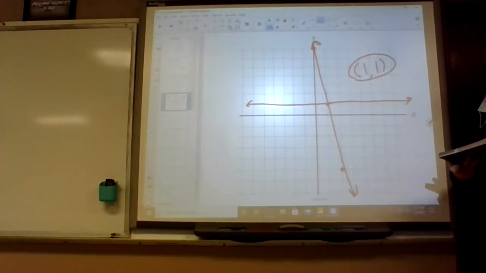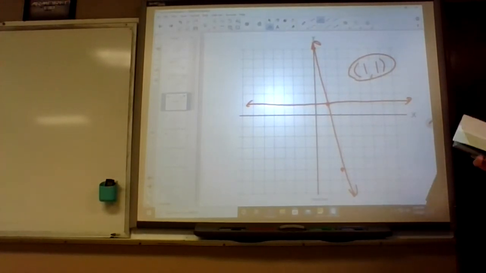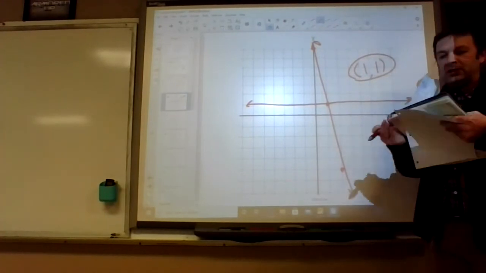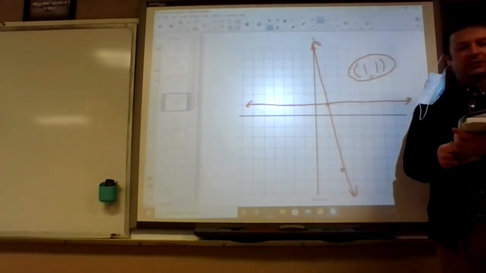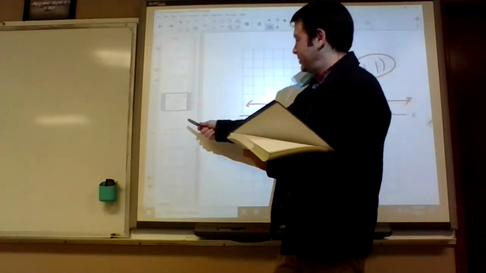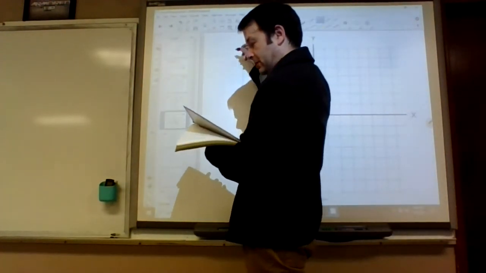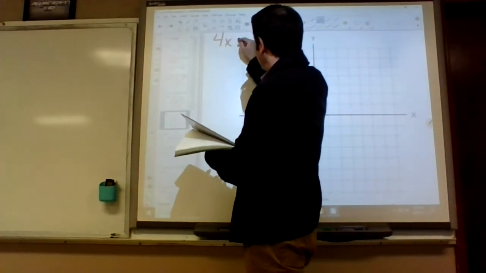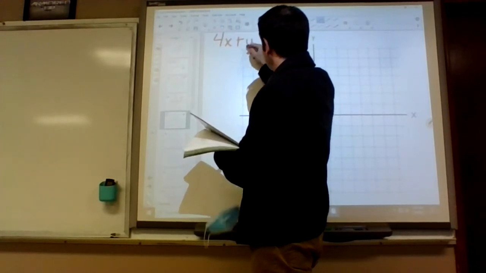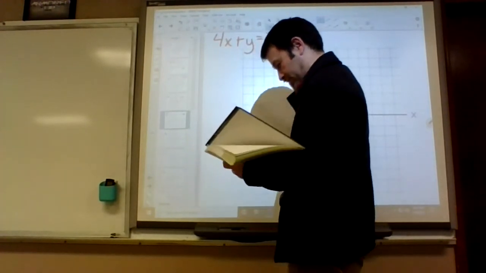Okay, 19, what's different about 19? This line, what form is it written in? Standard. And we don't like standard, we prefer slope-intercept form.